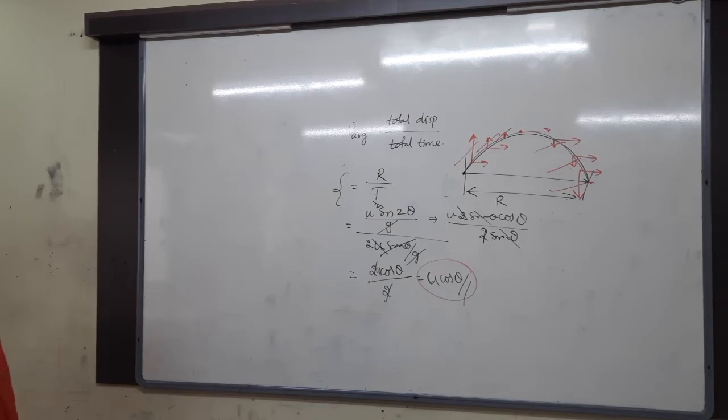Derive the vertical displacement of the body, that is y, in terms of range, from the equation of trajectory.